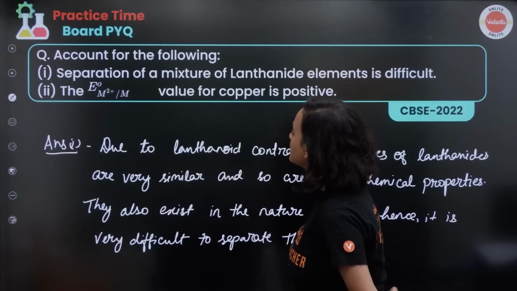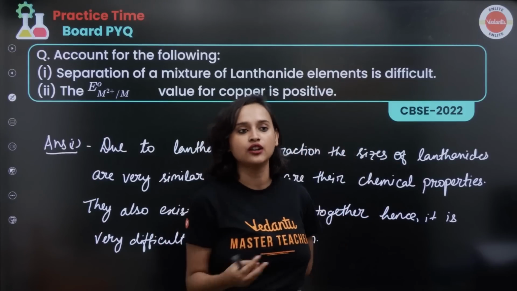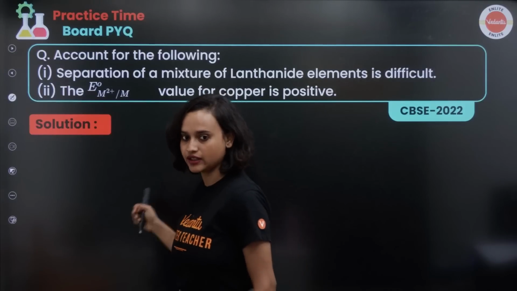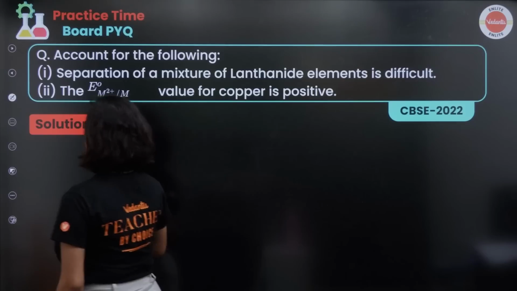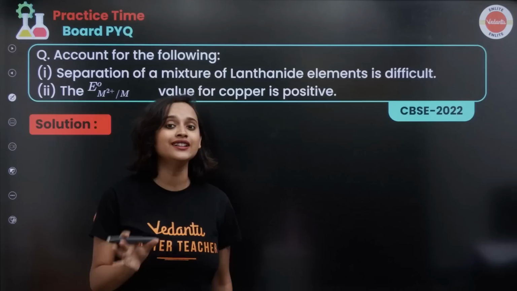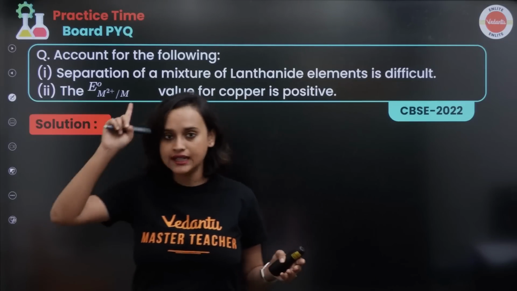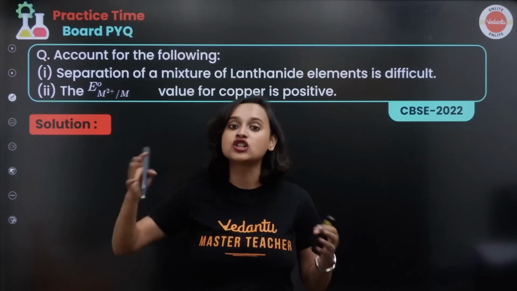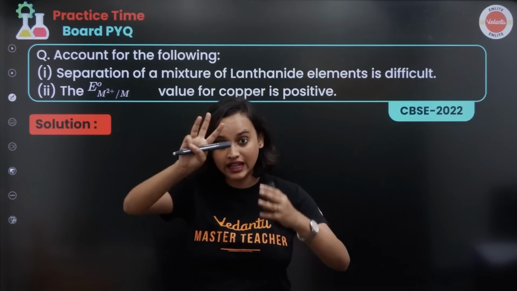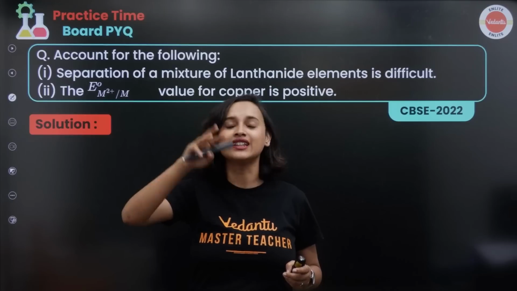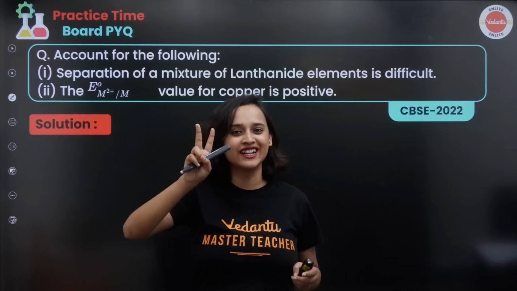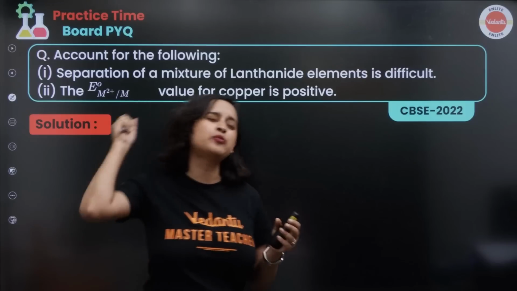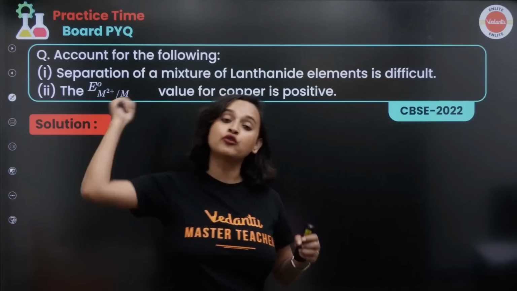That is the E0 M2 plus M, that is the standard electrode potential value for copper is positive. Why so? Let me write the answer here. The E0 value for copper is positive because if you remember, the standard electrode potential is actually the summation, the combination of three things: ionization energy, sublimation energy, and hydration enthalpy. Now, sublimation energy and ionization enthalpies are the energies that you provide to the atom.